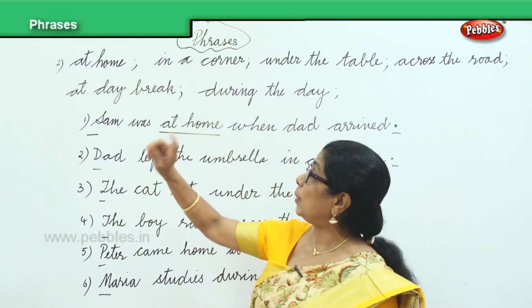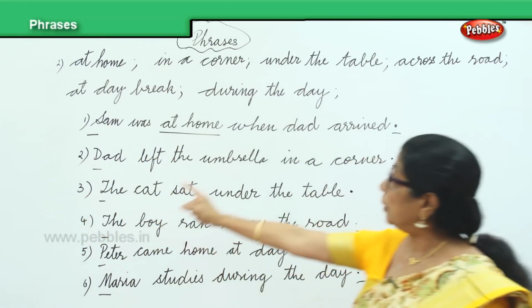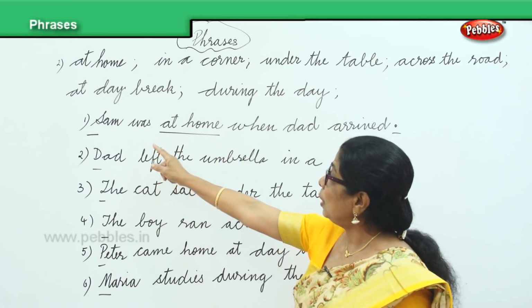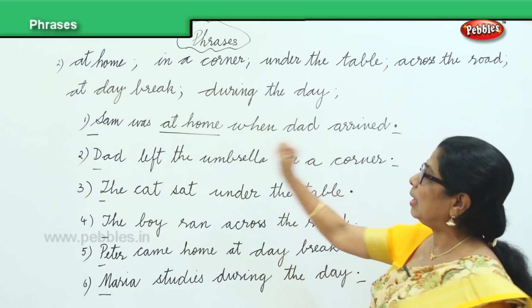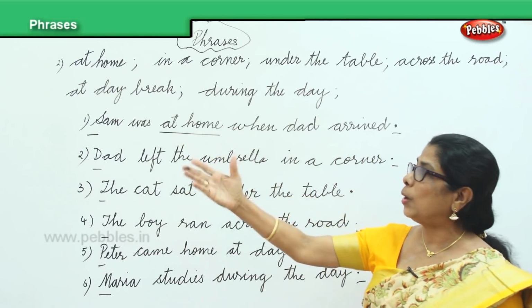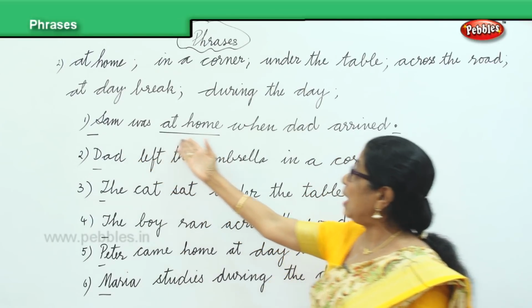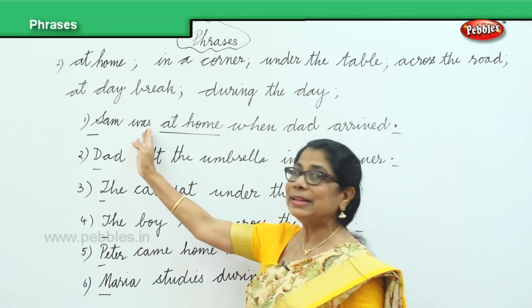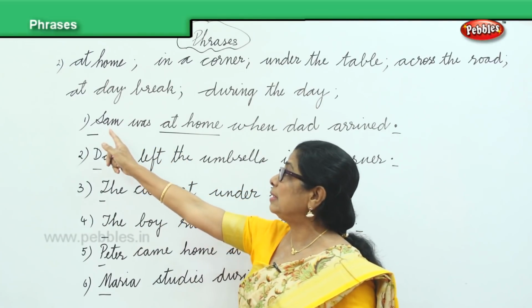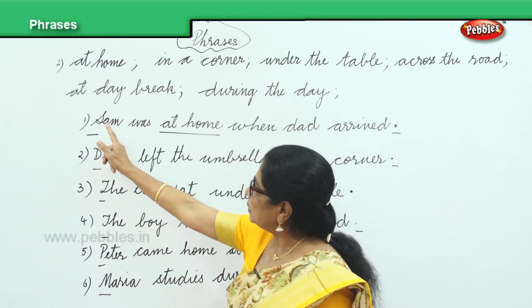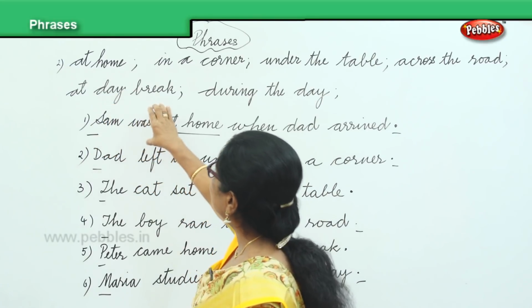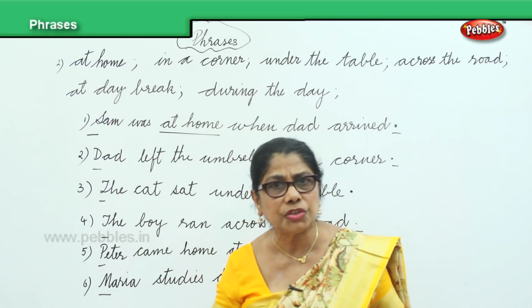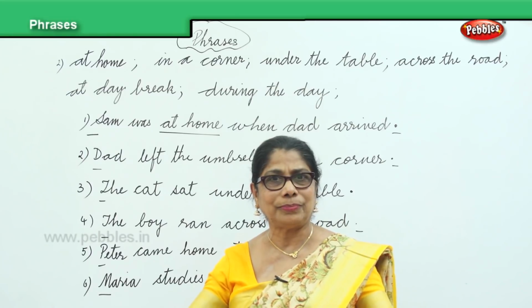Now, let's take the first one. At home. It has no verb. So we have put in a verb here. Sam was at home when Dad arrived. Now, let's find out the verb. Sam was at home. Who was at home? Sam was. Sam is the most important person here. He's at home. Was is the verb. We supplied the verb was. He's there in the house.